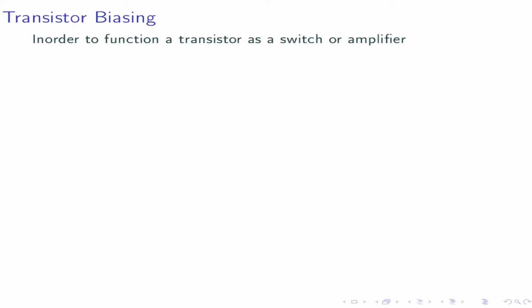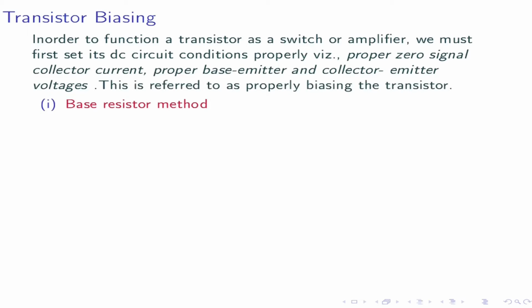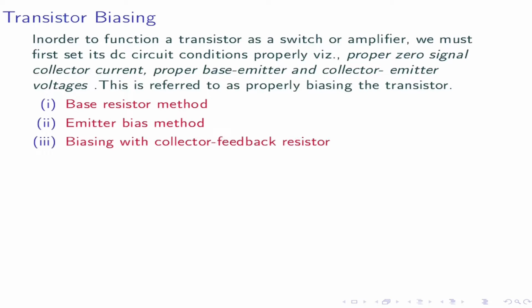Transistor biasing. In order to work a transistor as a switch or as an amplifier, we must first set its DC circuit conditions properly, namely the proper zero signal collector current, proper base emitter and collector emitter voltages. This process is known as transistor biasing. There are different transistor biasing methods. Some of them are base resistor method, emitter bias method, biasing with the collector feedback resistor, and voltage divider bias.